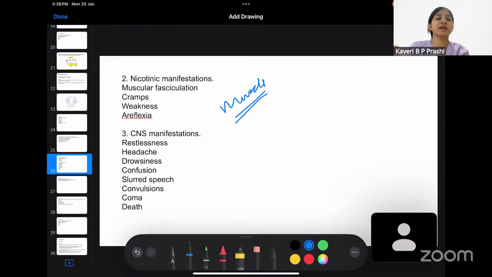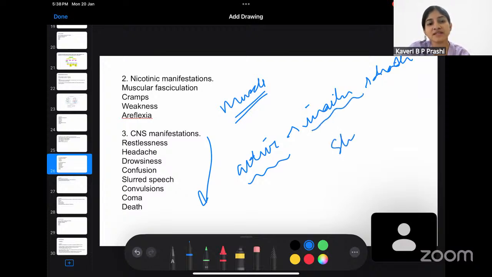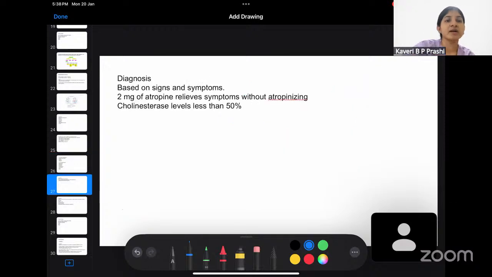Whenever you write about CNS, what did I tell you? Write from the active state, the person goes to a little inactive state, and then the person goes into death. When you do this, you can remember more and more symptoms. In the active phase, he has restlessness, confusion, headache, drowsiness, and all. In the inactive phase, he might have slurred speech, convulsions and everything, and finally he goes into coma and death.